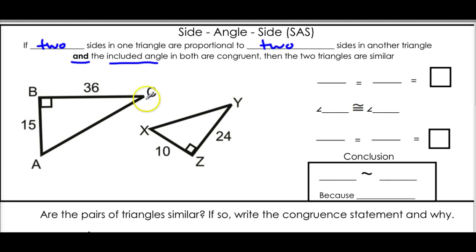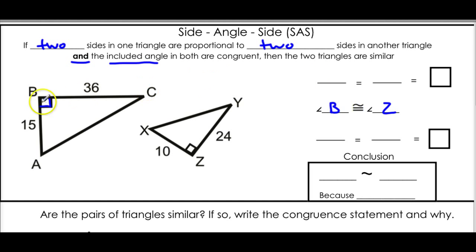So in this one, ABC, we have an angle that's between two sides, side, angle, side. In this one, side, angle, side. But that's not enough. We have to check first that the two angles are congruent, right? So B and Z, well, they're both 90 degrees, so B is congruent to Z. So our angles are congruent. And now we have to check that the sides have the same ratio. So let's check that out.